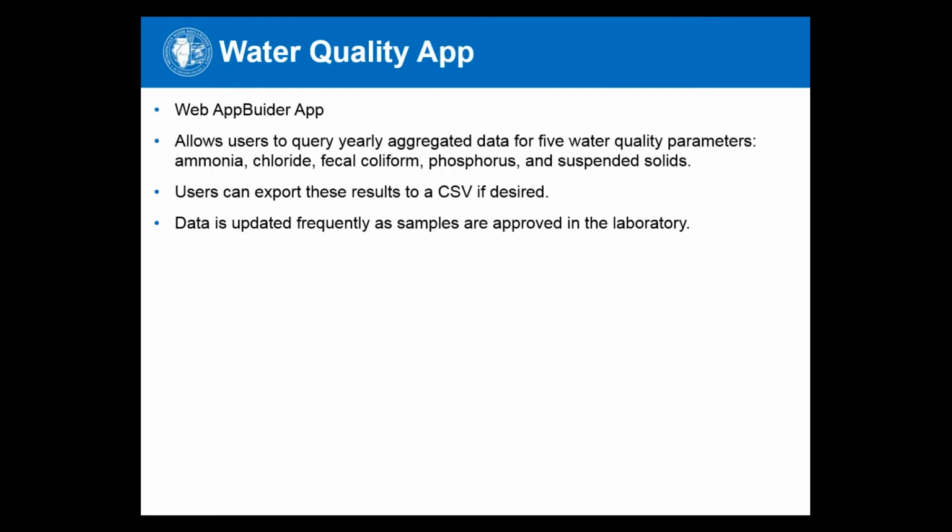To share this data, we decided to use a web app builder application. We have 5 water quality parameters available, and they each have a query allowing the user to request a specific year of data. This data is downloadable in CSV format and is updated as samples are analyzed and approved in the lab.